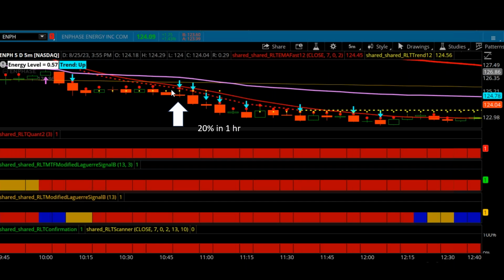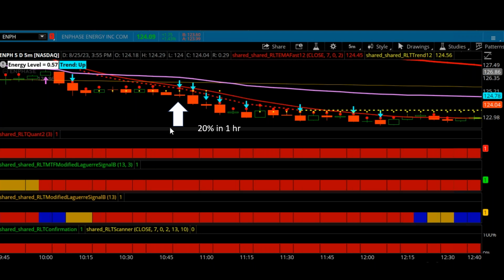ENPH took 20% in an hour here. See the 15 EMA right here, and then a pop out of the box. This pink line is the VWAP that I talked about. That's the volume weighted average price. We're only going to go short if the stock price is below that. It was. It also was below the 15. So this is where I took it, right off the 15 EMA. And we were in this for an hour and made 20%.